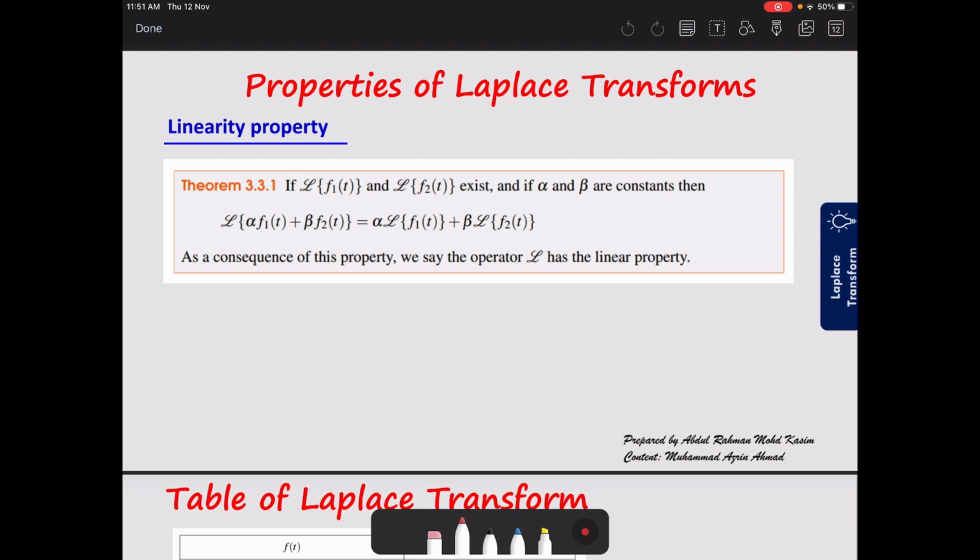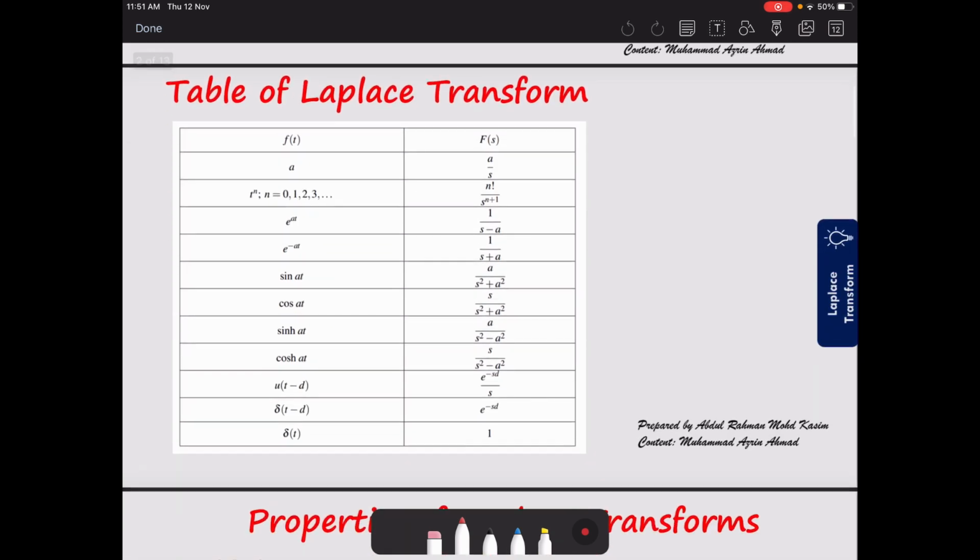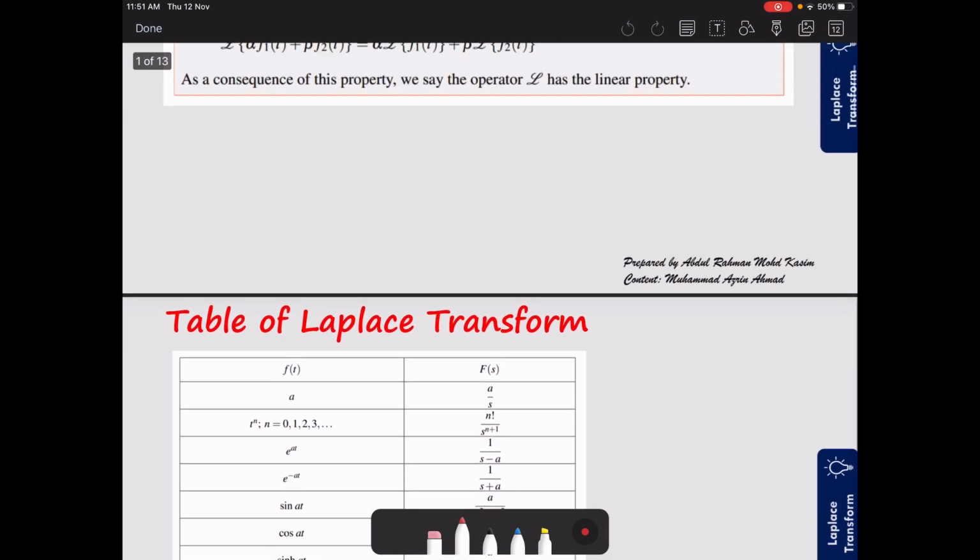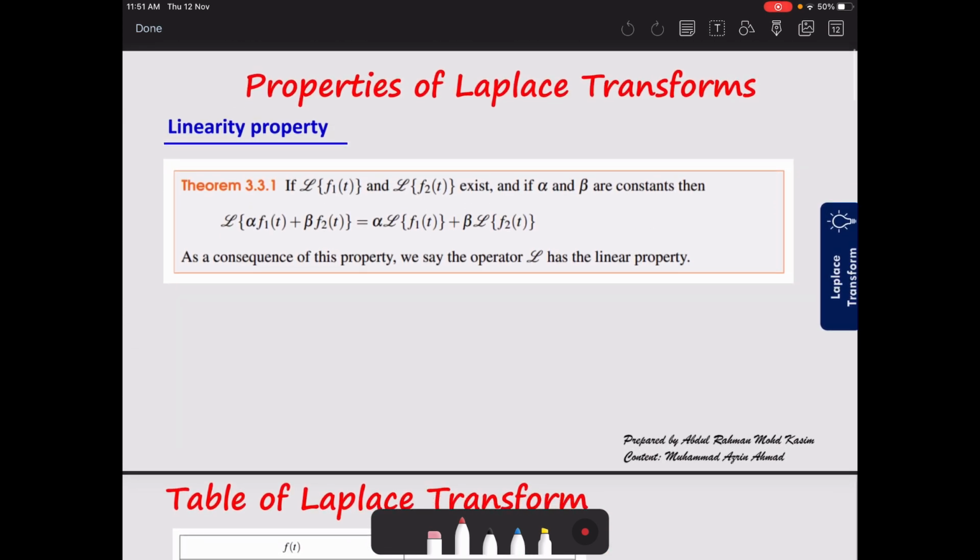Today we would like to proceed with the properties of Laplace transform. Previously, we introduced the transformation using Laplace, but only for single functions. The single functions have been summarized in the table of the Laplace transform. However, for this video, we would like to introduce the properties of Laplace transform. The first property is the linearity property.